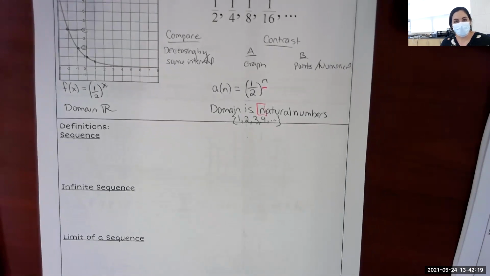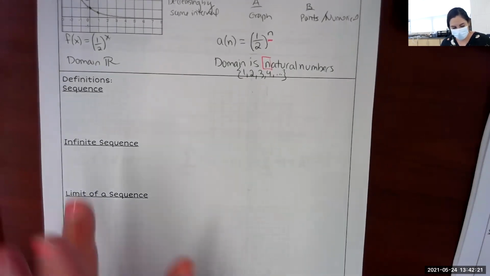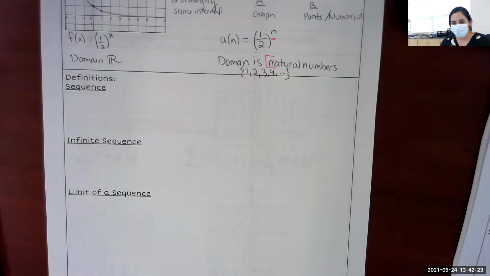All right, so I want to do some definitions, and this is again in that same capture sheet. So if you want to open that capture sheet, you should be able to do it in the link that's in the Nearpod.